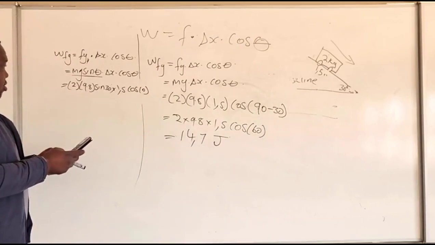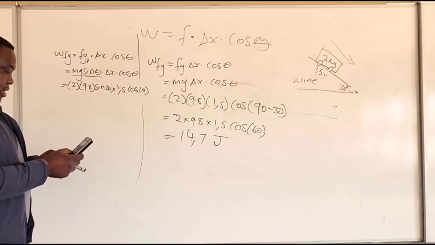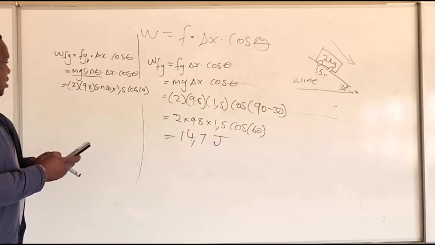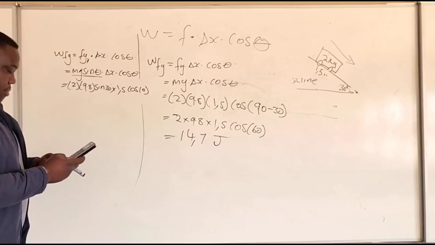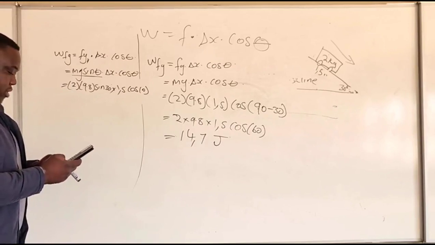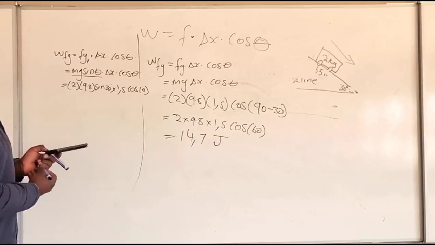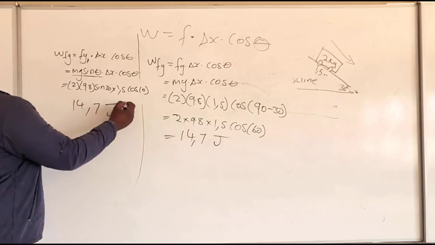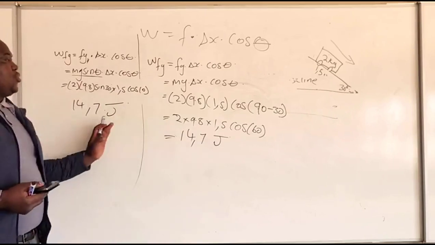2 multiplied by 9,8 multiplied by sine 80 multiplied by 1,5 and multiplied by cos 0. Let's see. Exactly. We get 14,7 joules. So you see, these are two methods.